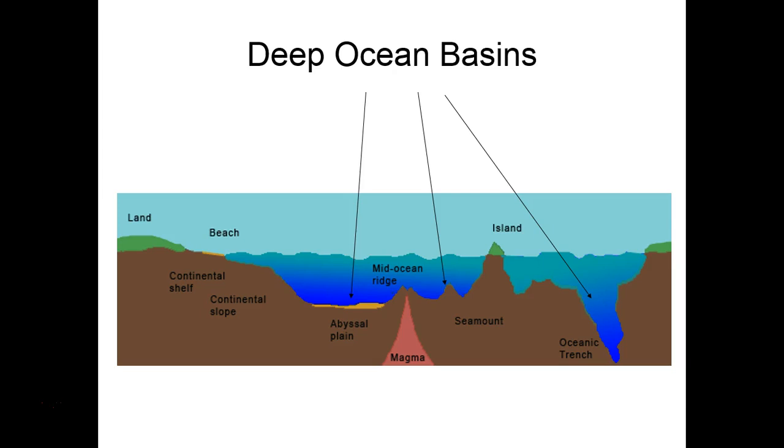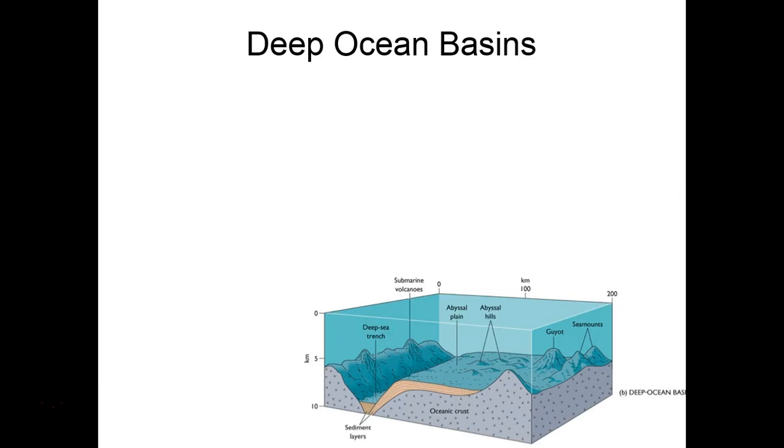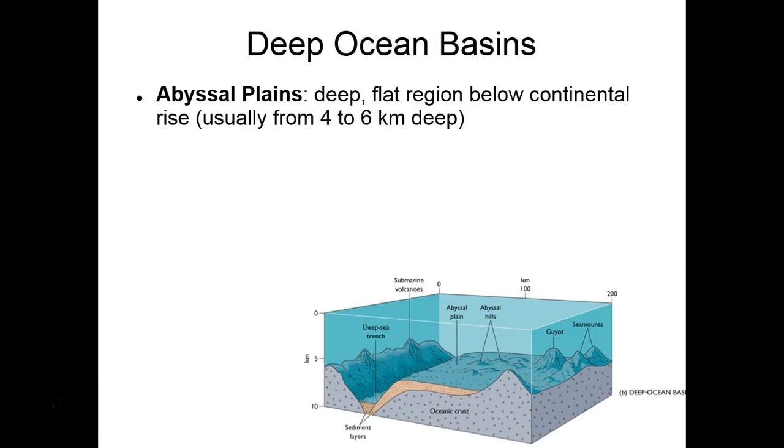Okay, now our next region is the deep ocean basin. In the deep ocean basin, shown in this image, we have abyssal plains. These are flat, deep regions of the ocean. There could also be seamounts, and there could also be oceanic trenches as well. The abyssal plains, again, are the deep, flat region below the continental rise, and they usually are between 4 and 6 kilometers deep.